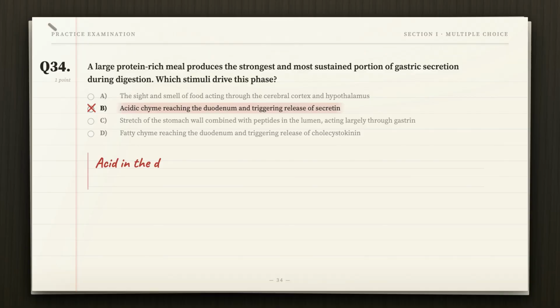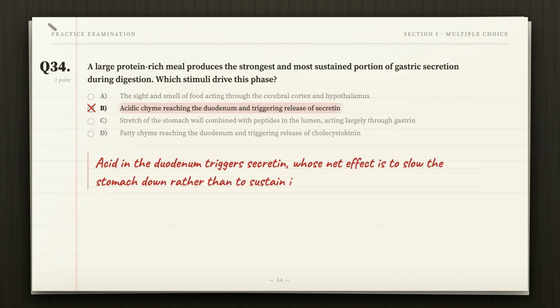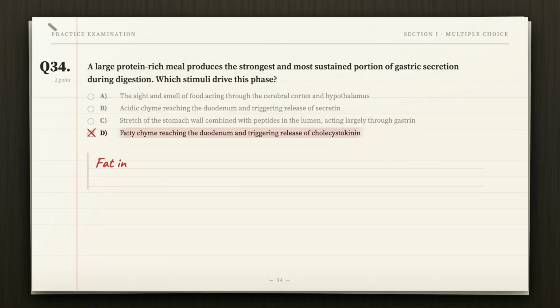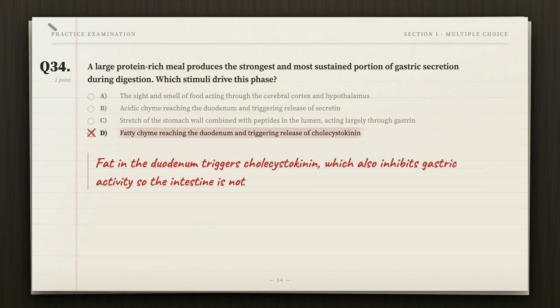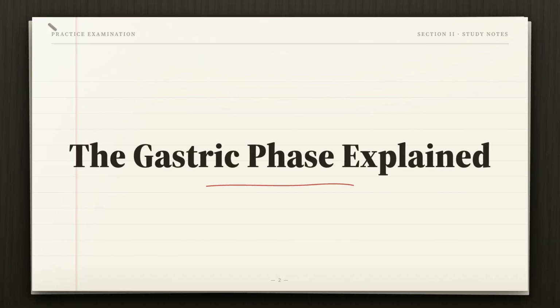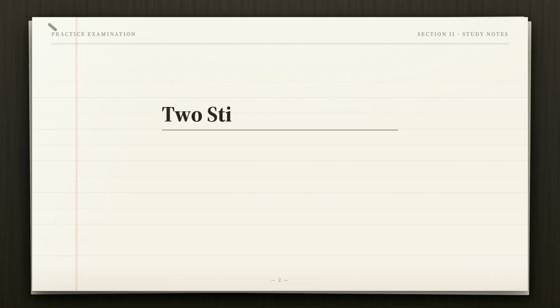B is wrong because acid in the duodenum triggers secretin, whose net effect is to slow the stomach down rather than to sustain its secretion. D is wrong because fat in the duodenum triggers cholecystokinin, which also inhibits gastric activity, so the intestine is not overwhelmed. Most gastric juice made during a meal is secreted in the gastric phase, because this is the one phase where stimulus and target sit in the same organ. Food, receptors, and responding cells are all in the stomach, so the feedback loop is short and powerful.